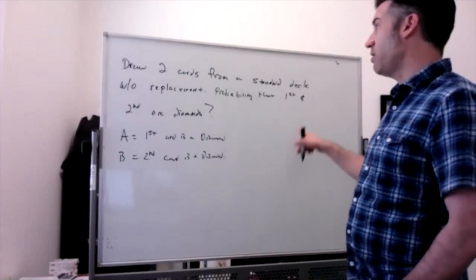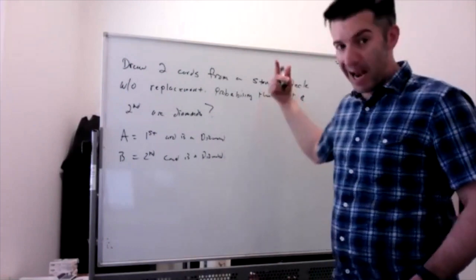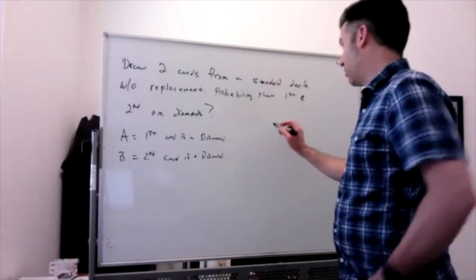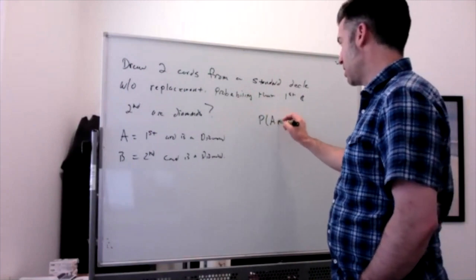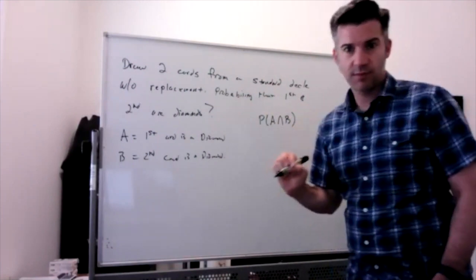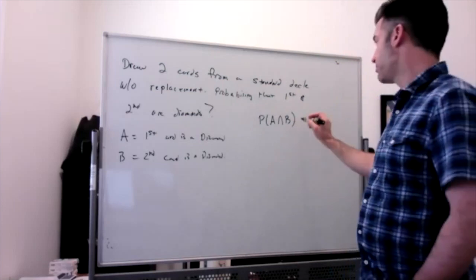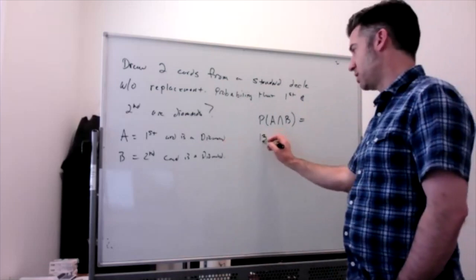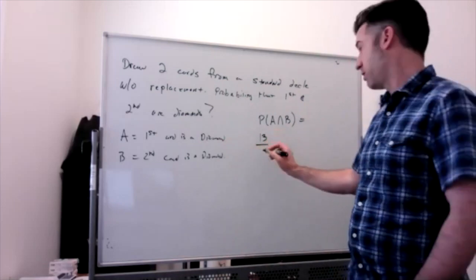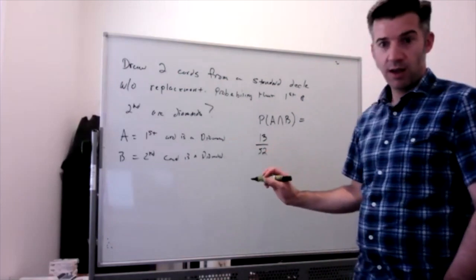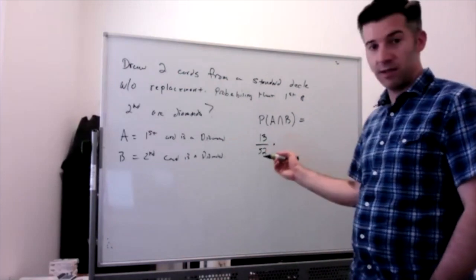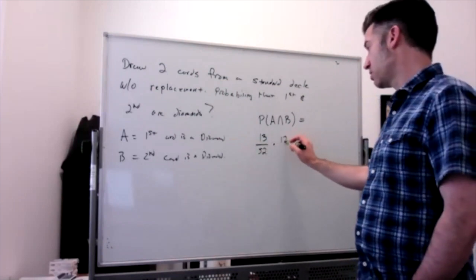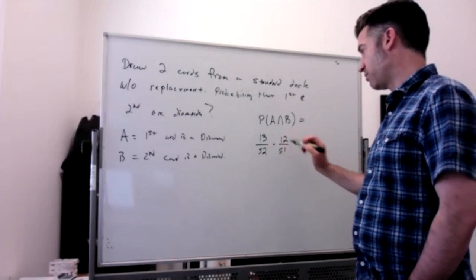So if I'm trying to find the probability that the first card is a diamond and the second card is a diamond, that's like an intersection, right? I want to know the probability that A and B happen. Well, the chance of the first card being a diamond is 13 diamonds out of 52 cards. And then since we're doing this without replacement, there's only 51 cards left and only 12 of them are diamonds. So the next probability is 12 out of 51.